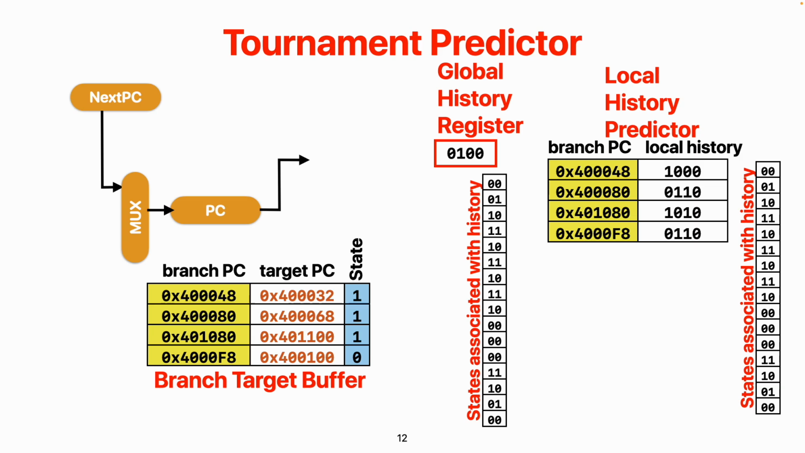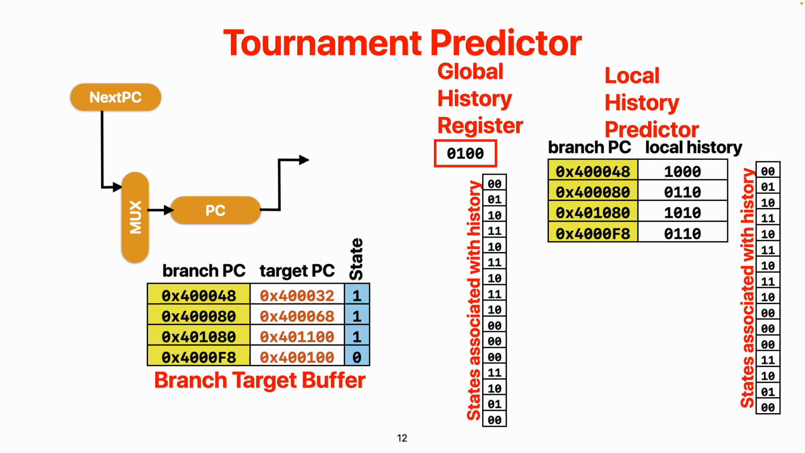Of course, here you can have multiple bits so that your confidence level can trend better. But here's the concept: I have multiple predictors to consult, and based on the prior experience of the confidence in prediction, I make the prediction based on the one that sounds more confident. That's the concept of the tournament predictor.